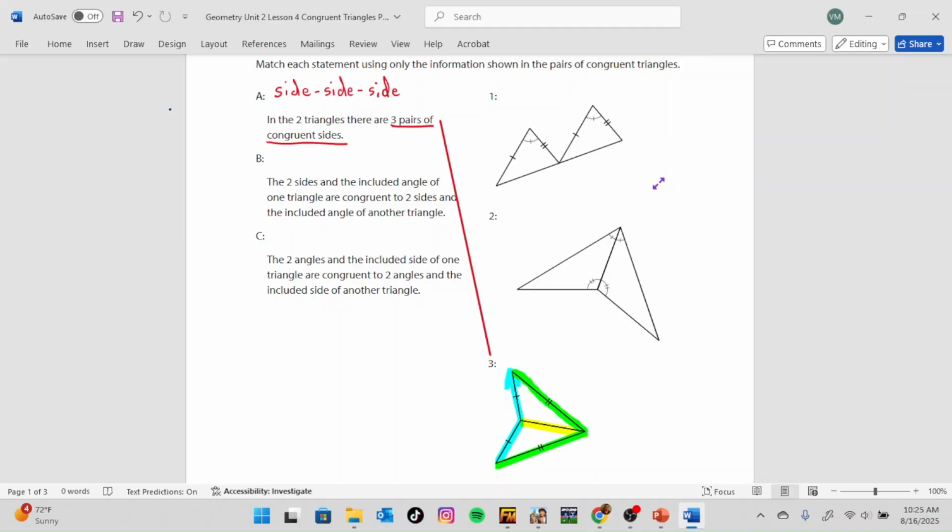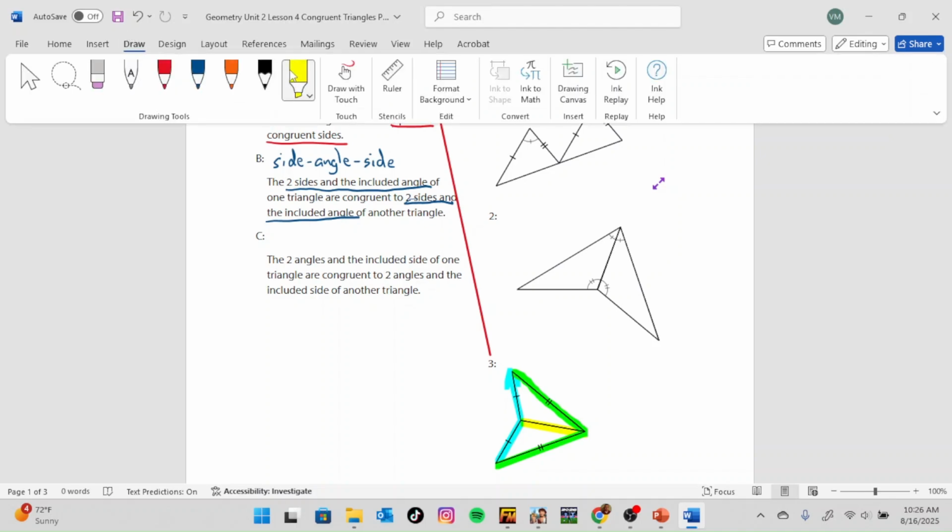Now we can look at B. The two sides and the included angle of one triangle are congruent to two sides and the included angle of another triangle. This is an example of side, angle, side.